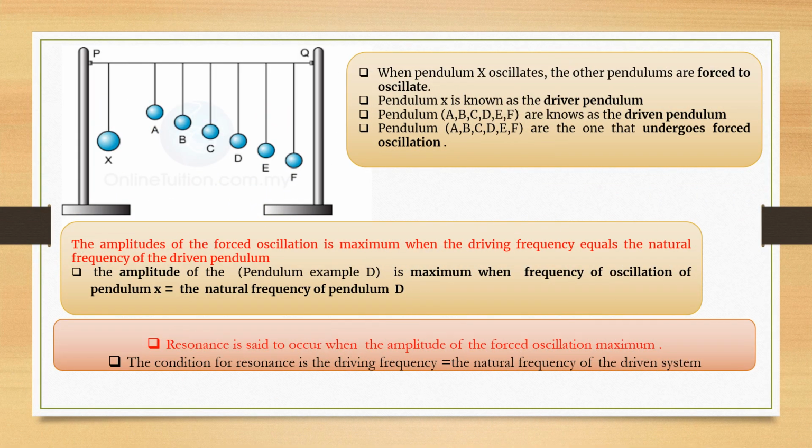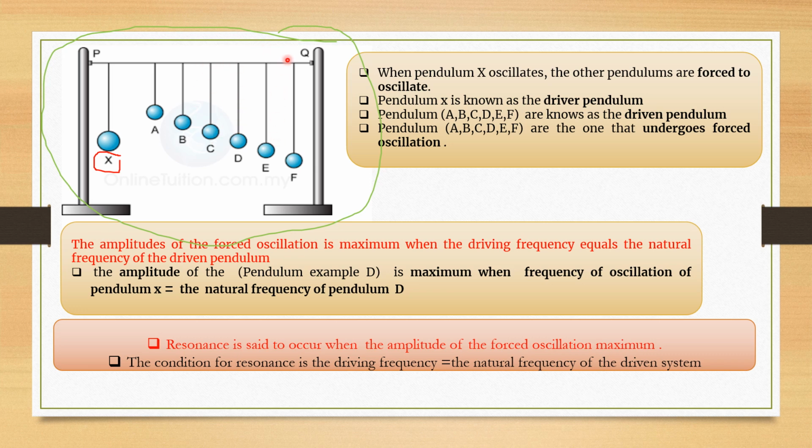Now, if you look at this diagram here, we have this pendulum. When I change the color it becomes a bit brighter. This is also called Barton's pendulum, B-A-R-T-O-N pendulum. In this pendulum, we have a pendulum X, and we have pendulum A, B, C, D, E and F. What's the difference between all these pendulums A, B, C, D, E, F? You will notice the mass is similar, but the lengths are different, correct?